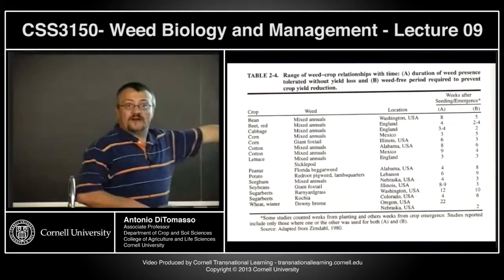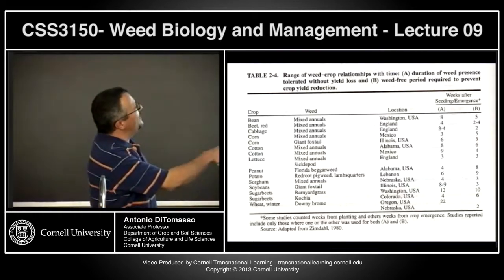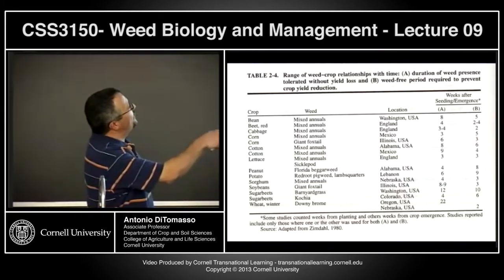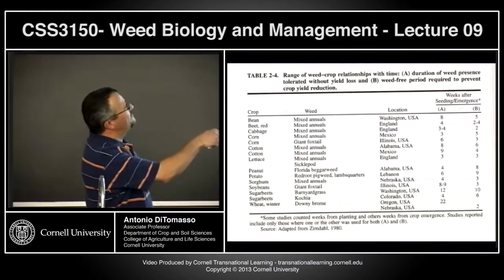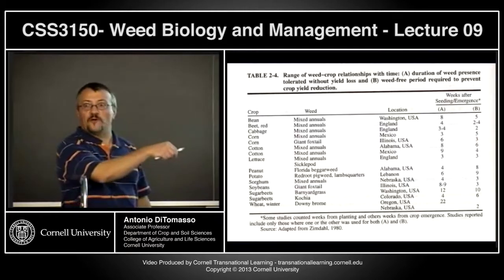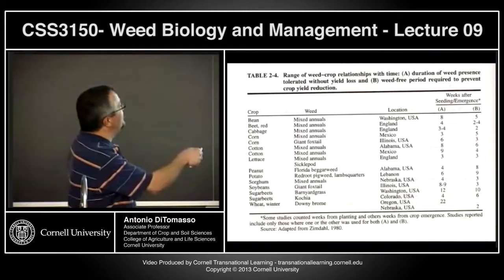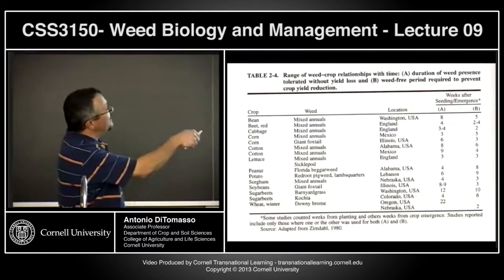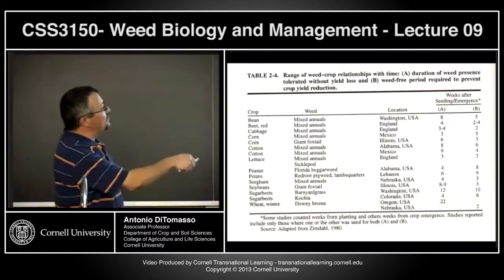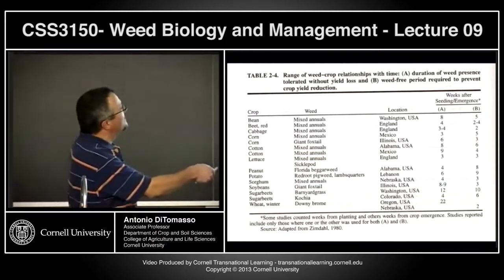I'm not going to go over this data. You have a similar table. This is just showing you the duration of weed presence tolerated without yield loss. Okay, so this is the critical period of weed competition, and the weed-free requirement for a given number of crops, with different combinations of weeds and different locations. Of course, that'll vary, but this gives you an idea.